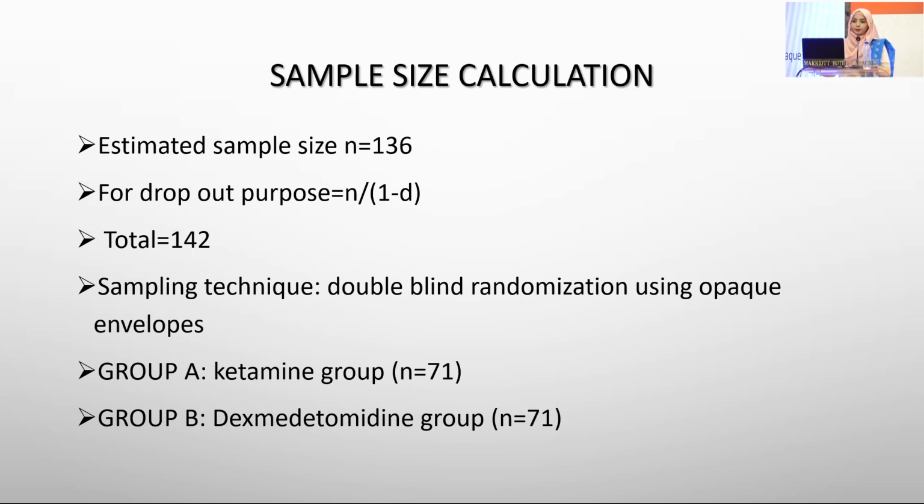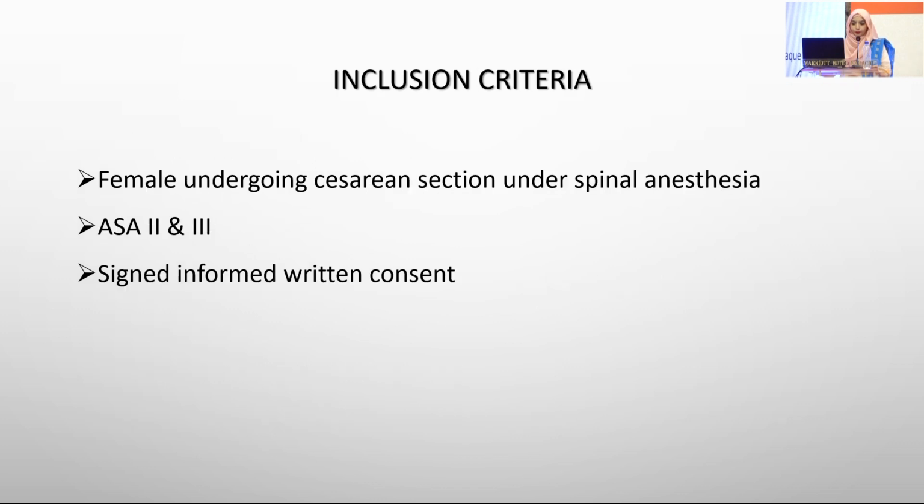For dropout purposes, we took it as 142, with 71 in each group. Sampling technique was double-blind randomization using opaque envelopes. Group A was the ketamine group and Group B was the dexmedetomidine group.